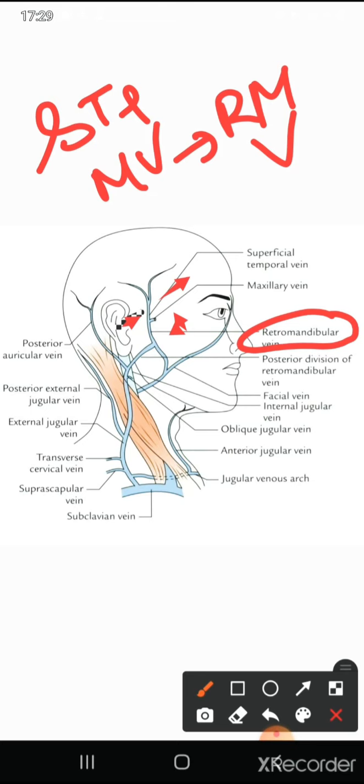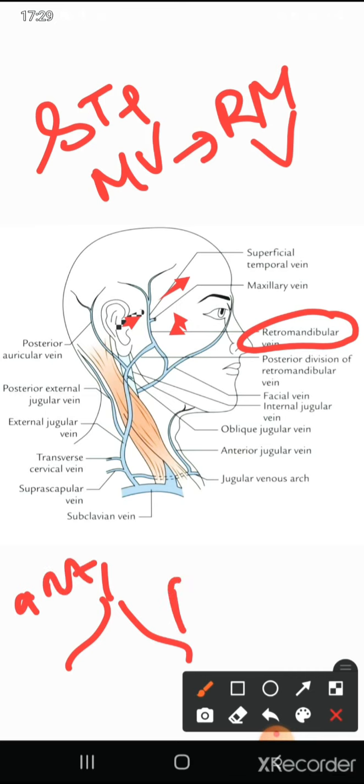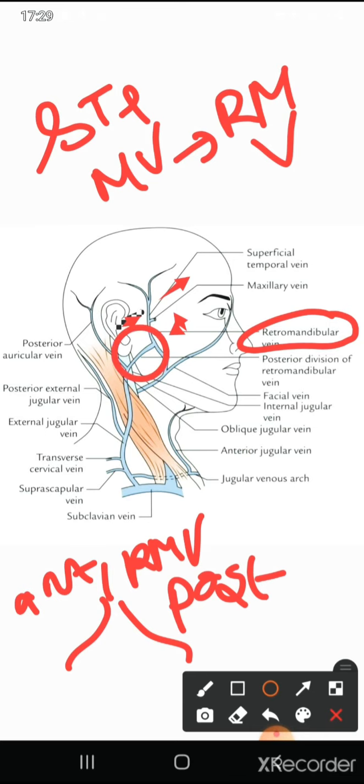Now this retromandibular vein will be dividing into two divisions, an anterior division and a posterior division. This is the retromandibular vein. It is dividing into an anterior division and a posterior division. You can see it over here.